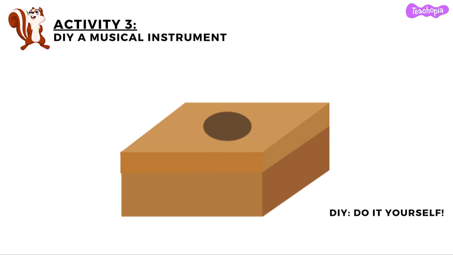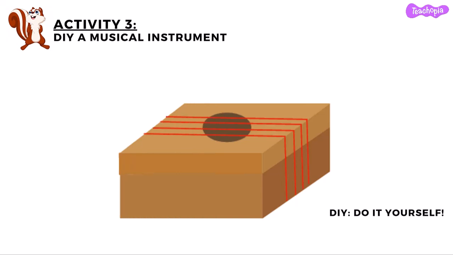we begin with an empty box. This box could be of a shoe or any other box that is of no use anymore. We start by carving a small hole out of that box, just like shown in this picture. We then move on to strap 2, 3, 4 or 5, any number of rubber bands that the learners feel like using. The more the number of rubber bands, the more the number of strings in their instrument.